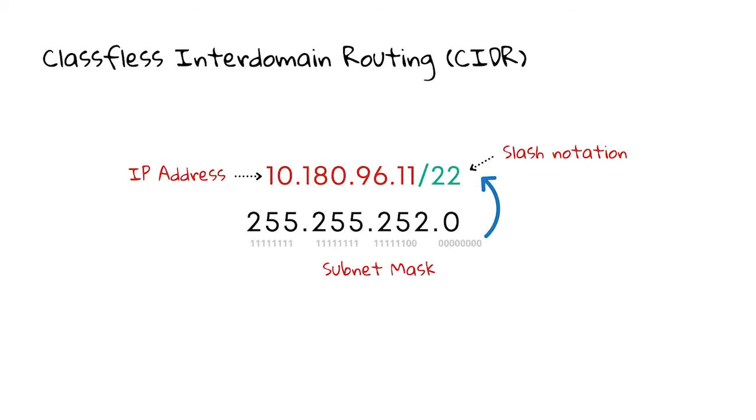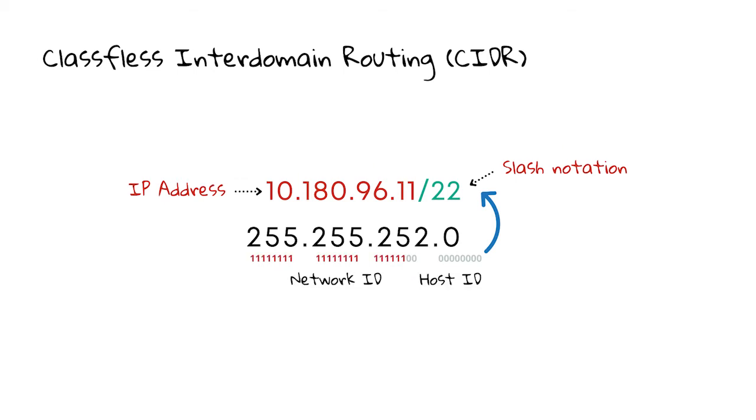If we look at an example, CIDR IP addresses are composed of 2 sets of numbers. We have the IP address, and then we have the slash notation. In this case, it's /22. That 22 indicates how many bits are being used to represent the network ID. So that slash notation can be adjusted depending on the size of the network.